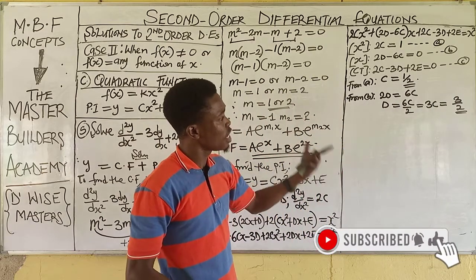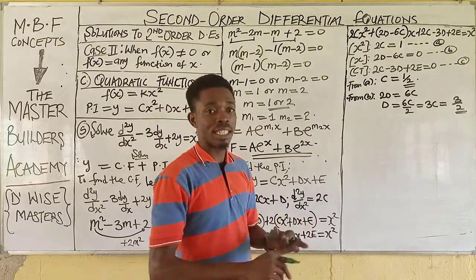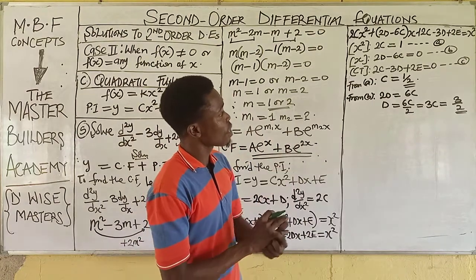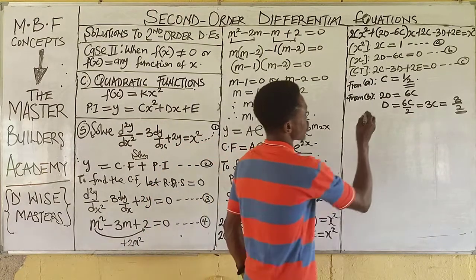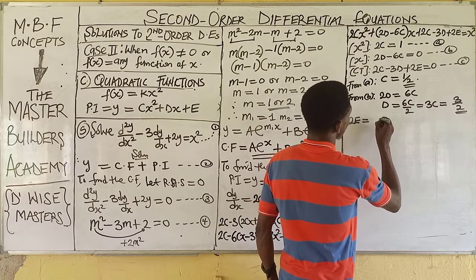We have successfully obtained the value for d. Now we have c and d. Then we are left with what? E. And we will find the value of e from equation C. Now from equation C, let's make e the subject of the formula. We have 2e is equal to what?